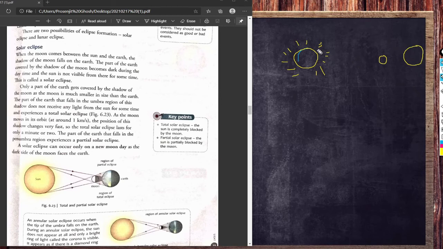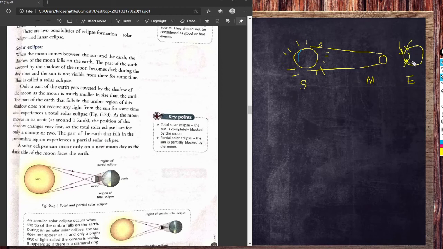So what happens? The light coming from the sun is totally blocked by the moon in a certain region of earth. And that is why, for that certain region of earth, no light from the sun will arrive, and it becomes a solar eclipse for that region. So always remember that for the solar eclipse, we need the position sun, moon, then earth.